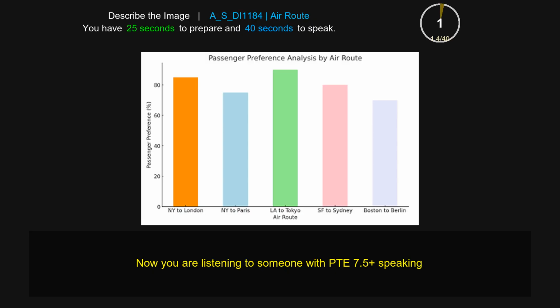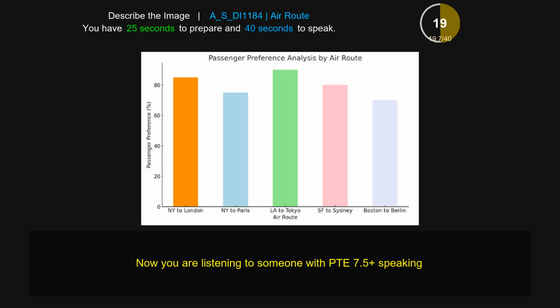The bar graph gives information about passenger preference analysis by year route. The x-axis represents the year route from New York to London, New York to Paris, LA to Tokyo, SF to Sydney, and Boston to Berlin. The y-axis represents the passenger preference in percent from 0 to 80%.